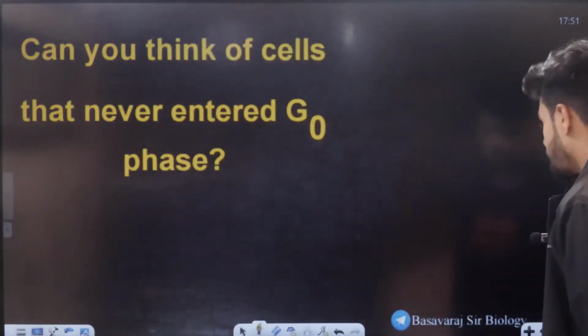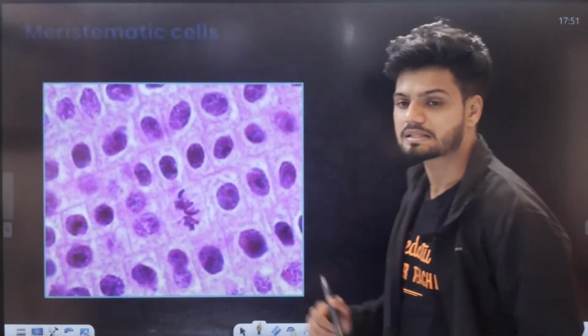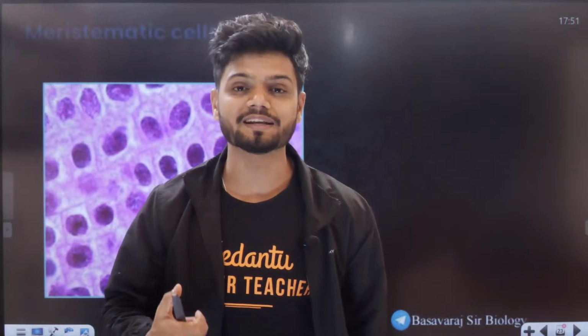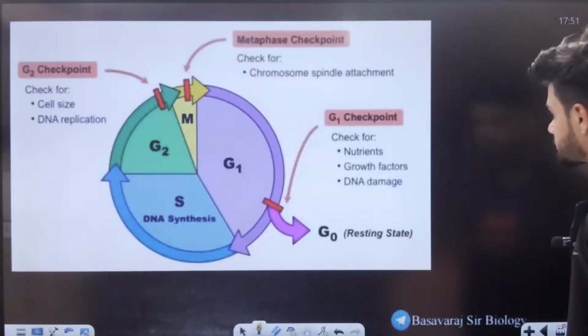Because of a cell called the meristematic cell. Meristematic cells are the cells which do not undergo G0. They will keep on dividing and dividing and dividing.